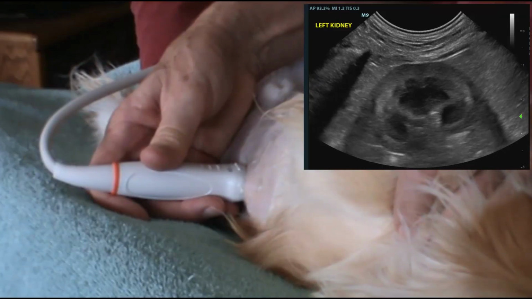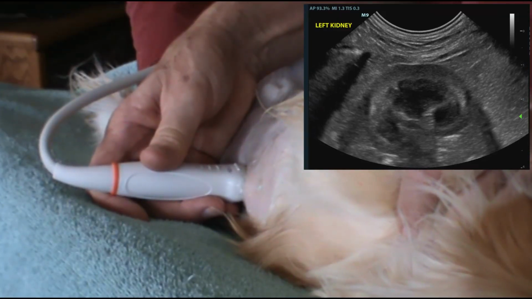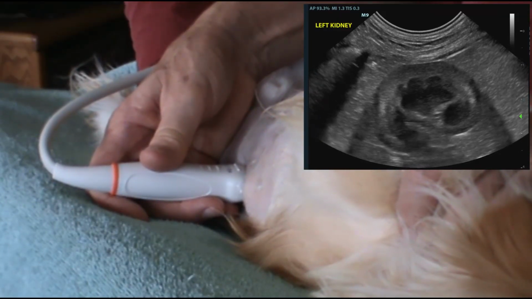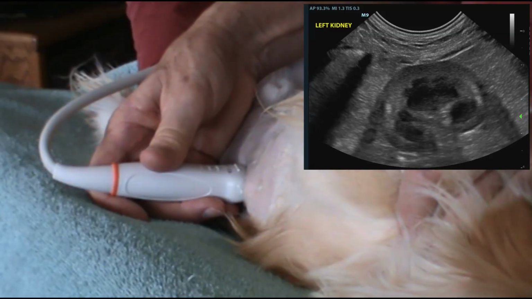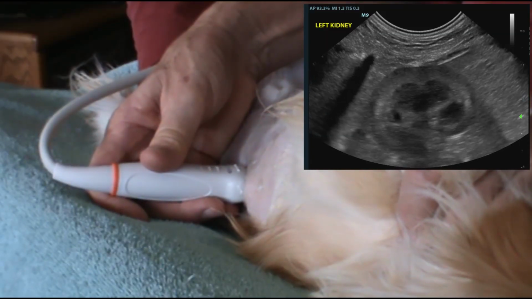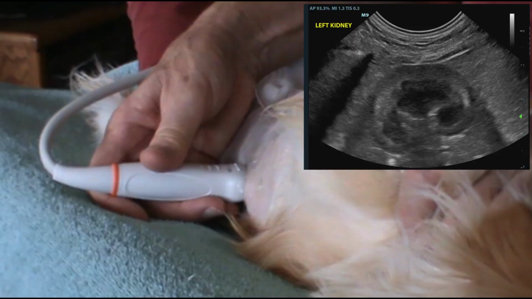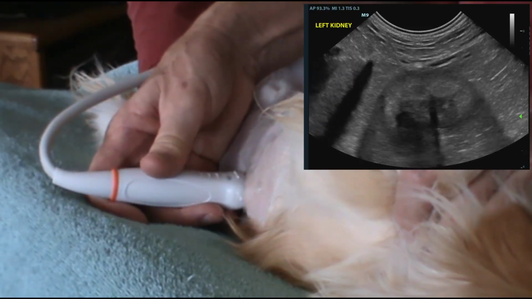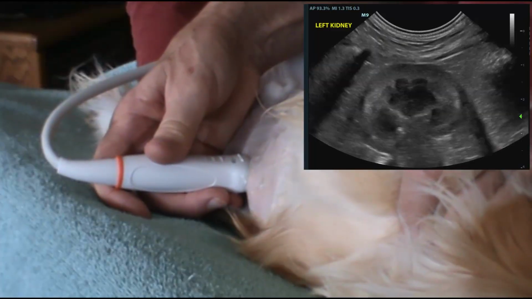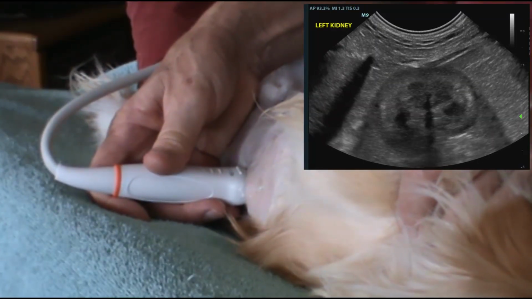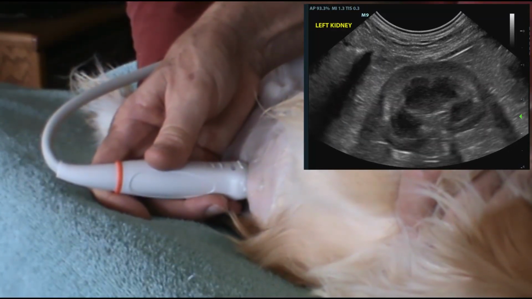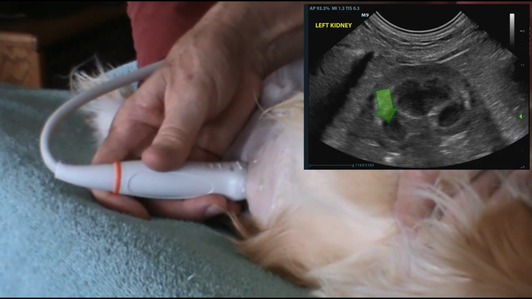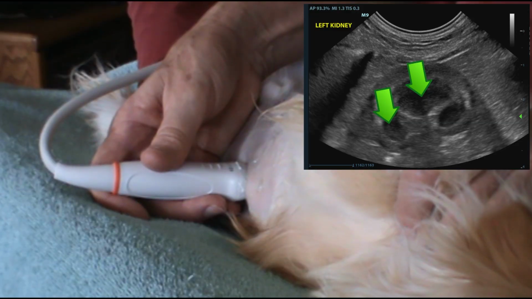In a lateral sagittal transducer position, the kidney has a kidney bean shape and can be bisected into two equal halves. Once the kidney has been located, slide the transducer dorsally and ventrally to find the center of the kidney. When the center of the kidney has been found, the image will show medulla at the cranial pole, medulla at the center, and medulla at the caudal pole of the kidney.